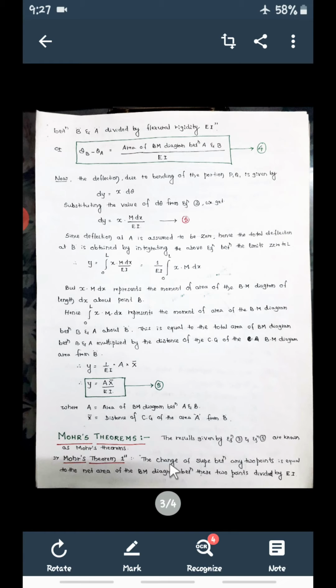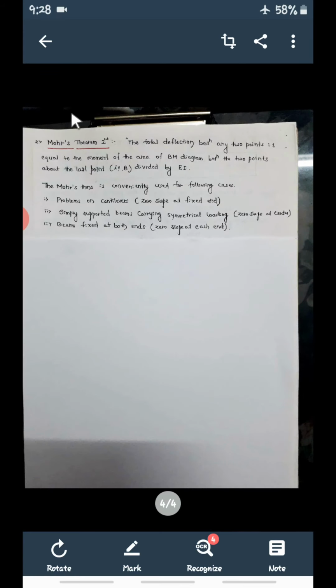The first theorem, Moore's theorem 1 or Moore's first theorem. What does it say? The change of slope between any 2 points, that is theta B minus theta A or theta A minus theta B, is equal to the area of the bending moment diagram between these 2 points divided by EI. So the change of slope between any 2 points is equal to the net area of the bending moment diagram between these 2 points divided by EI. That is the first theorem.